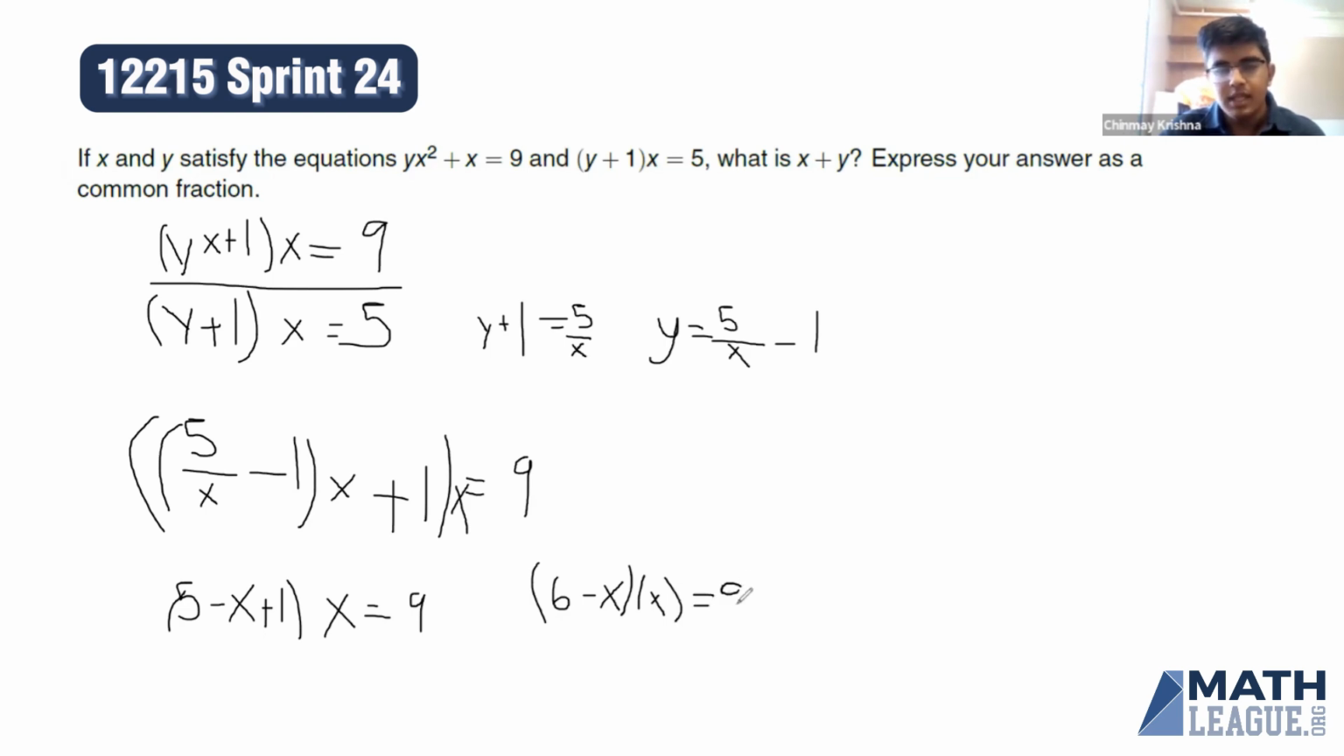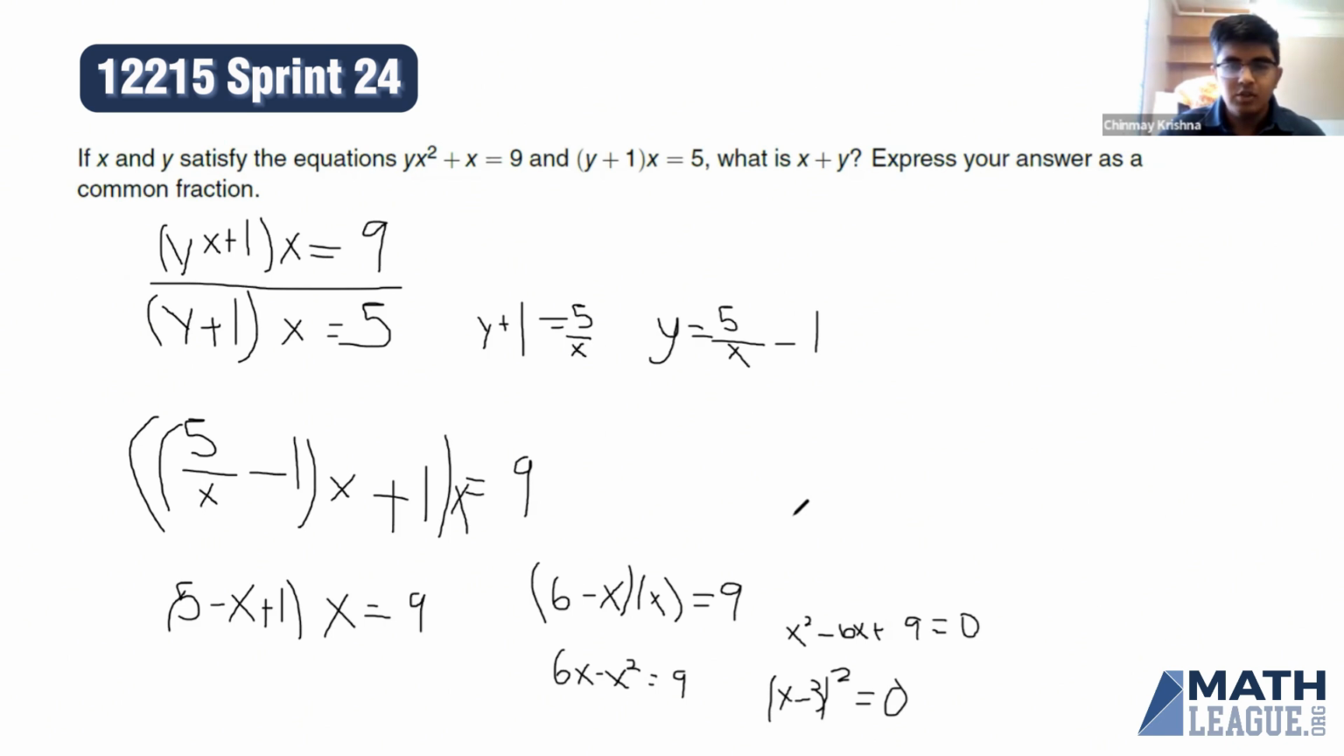Or what we can do is factor it by expanding it out. If we expand this out, we get 6x minus x squared equals 9. And then if we add x squared to both sides and subtract 6x, we get that x squared minus 6x plus 9 equals 0, which can be factored as (x minus 3) squared is equal to 0. And that is only true when x minus 3 is 0, or in other words, x has to equal 3.